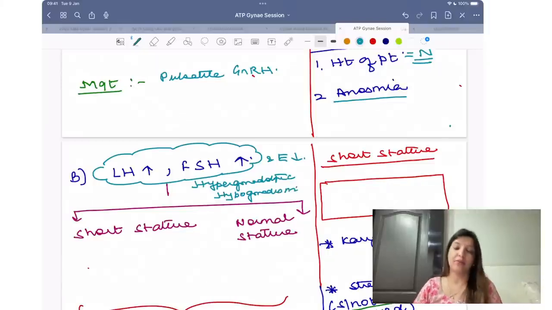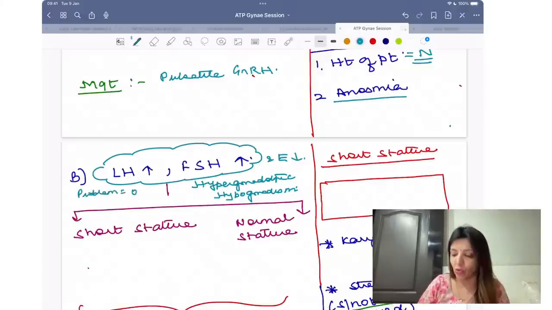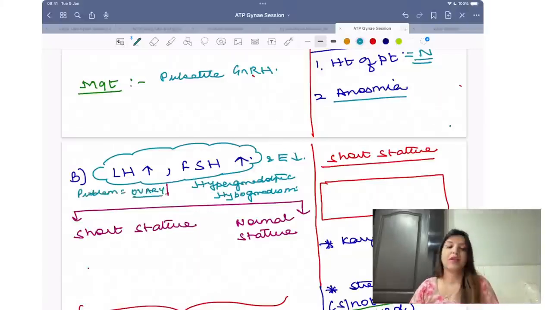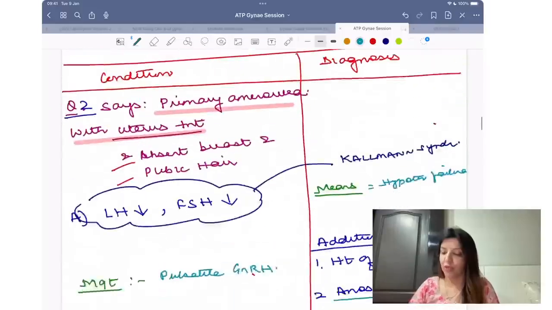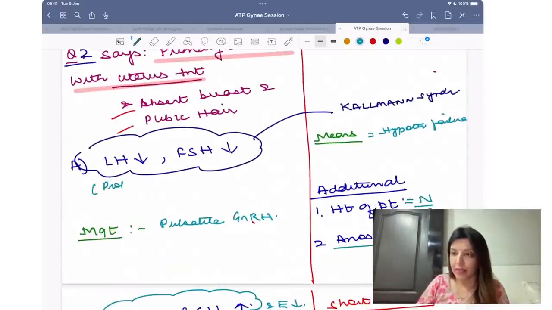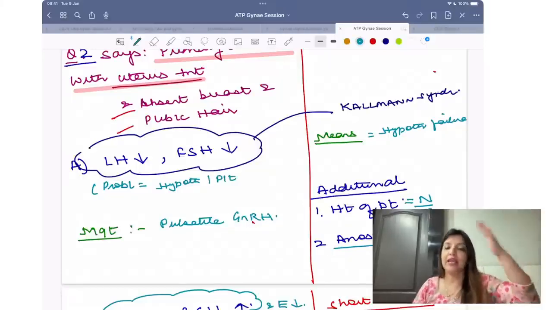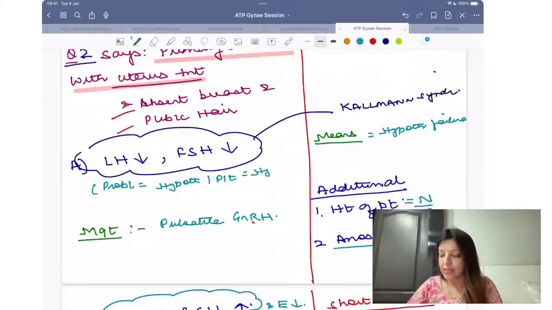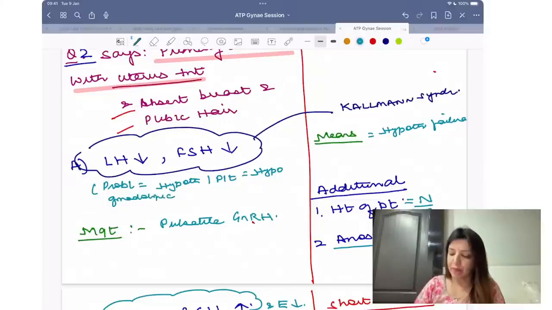Hypergonadotropic hypogonadism, and this means the problem is in the ovary. Whenever the problem is in the hypothalamus or the pituitary, LH and FSH levels will be low, and that is called hypogonadotropic hypogonadism.